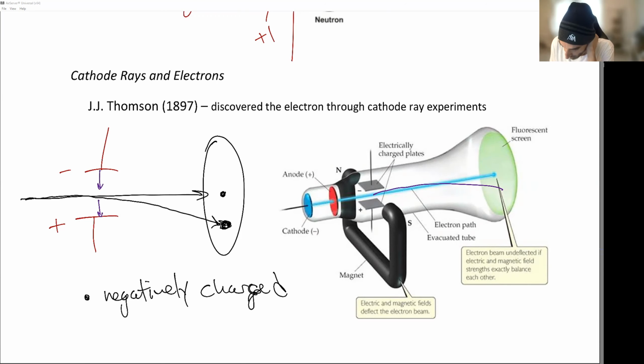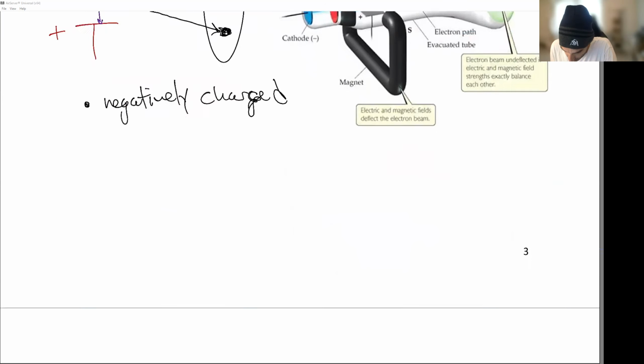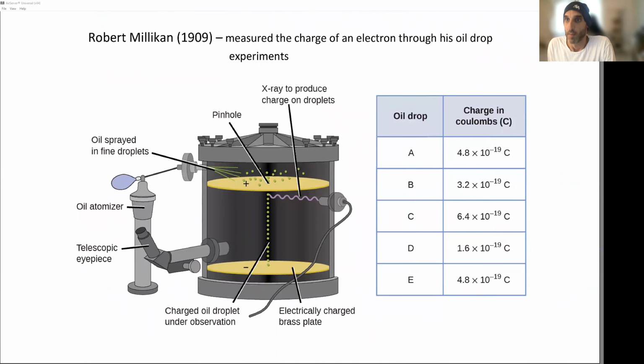Okay, by the way, last thing, all of this stuff here in the very beginning is just to collimate, to get these things to go directly towards the screen. All right, good. Next up, Robert Millikan.